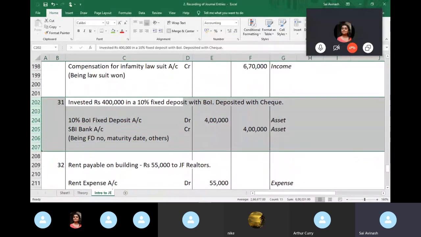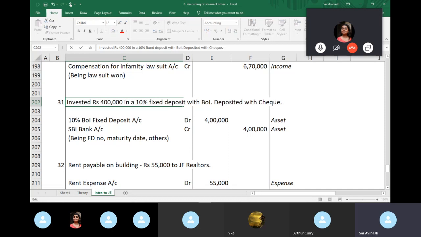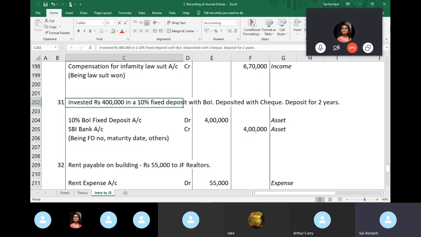So I have excess money with me. I don't want it to just sit in my bank account. I'm giving it to the bank. I'm making a fixed deposit. The amount is 4 lakhs. Interest is 10%. You can presume that it's a 1 year deposit or whatever. But I'll even give you the information. No problem. Deposit for 2 years. I'm just giving you the information.